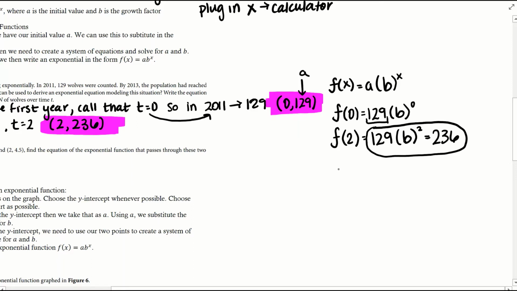So we will have 236 divided by 129 equals b squared. So let's get these factored. I know 129 is 3 times 43. 43 is prime, so that's not really going to go any lower than that.